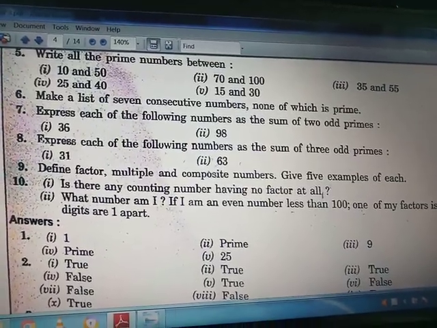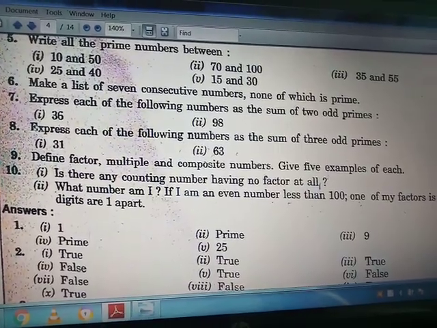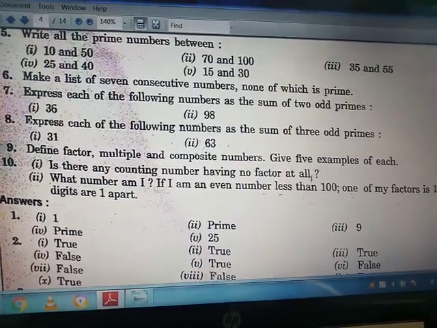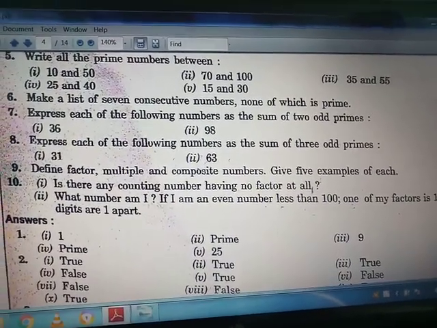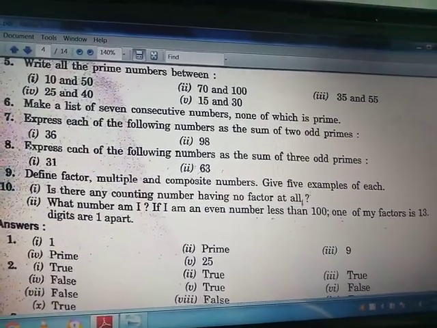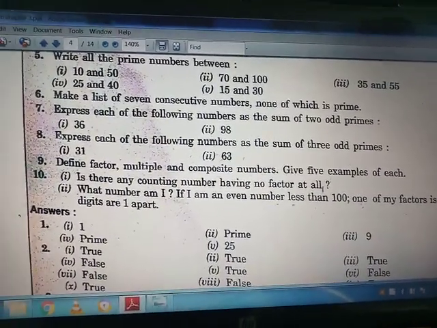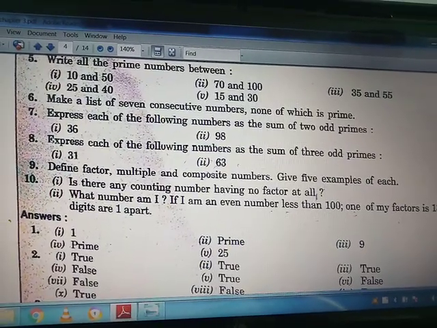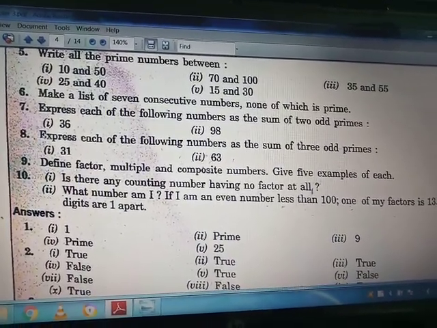Question number 8. Express each of the following numbers as the sum of 3 odd primes. This is your assignment work. You have to do this question. Okay, and the next two questions we will discuss in the next video. Okay, so your assignment work is to solve questions 2 to 8. Okay, solve questions 2 to 8.